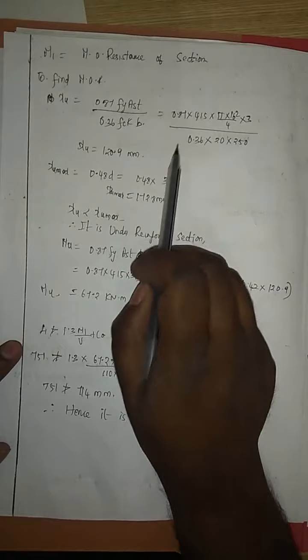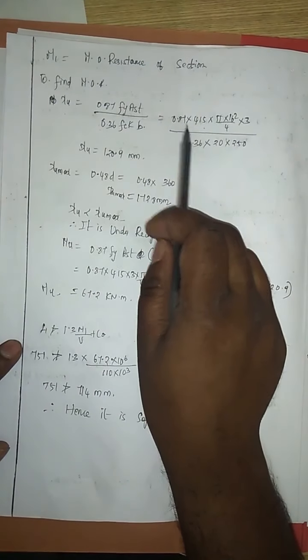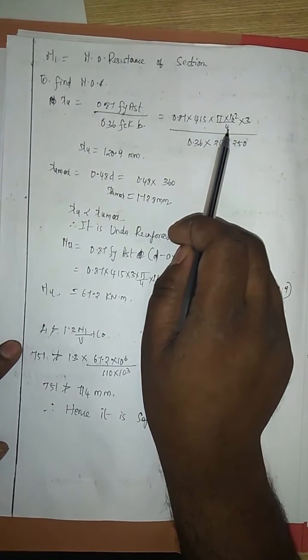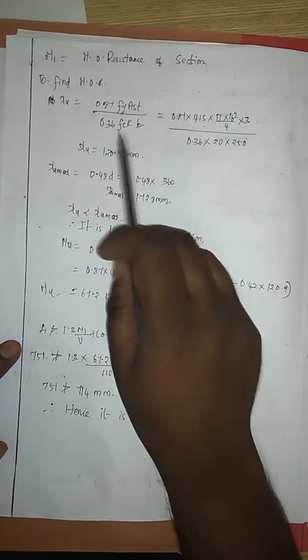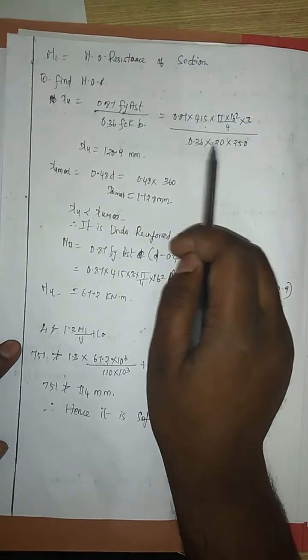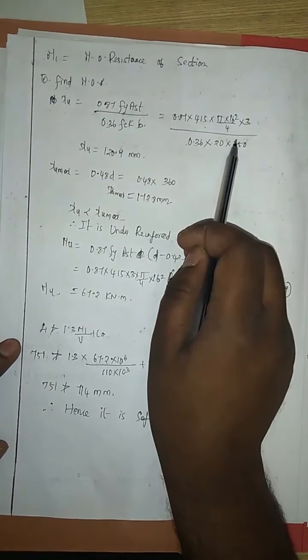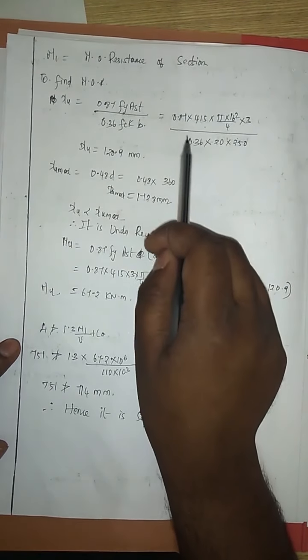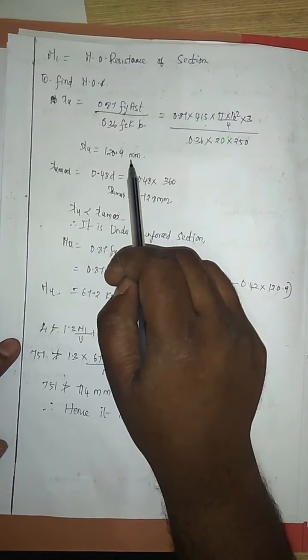So substitute 0.87 into 415, that is Fy, into pi into 16 squared by 4 into 3, divided by 0.36 into FCK, which is M20, 20, into B is given in the question, 250. So if you calculate this value, you will get 120.9 mm.